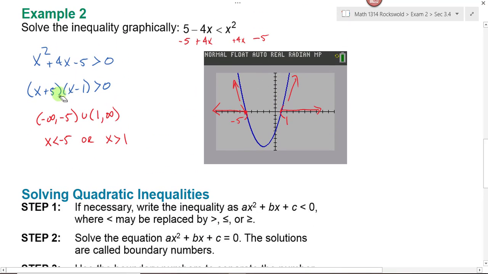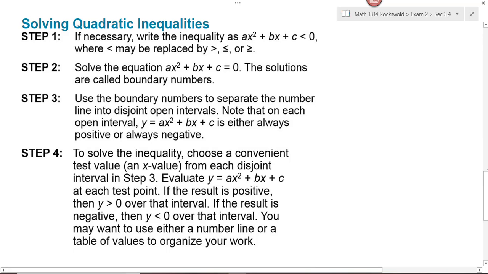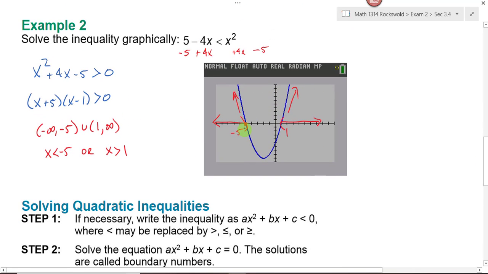Right here where I had this factored, -5 and 1 were my critical values, these boundary numbers that separated where the graph is either above or below the x-axis. Step 3 is to use the boundary numbers to separate the number line into open intervals. Note that on each open interval, that graph is either going to be positive or negative. Looking at the problem that we had up here, my x-intercepts divided the graph into 3 different intervals where the graph is either always above the x-axis, below the x-axis, or above the x-axis.